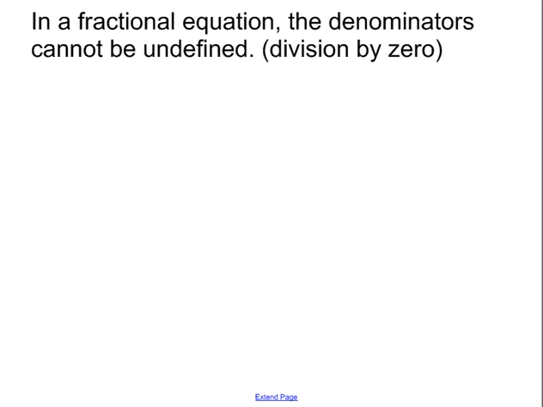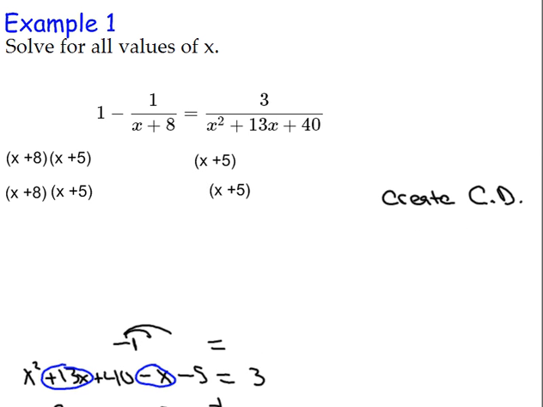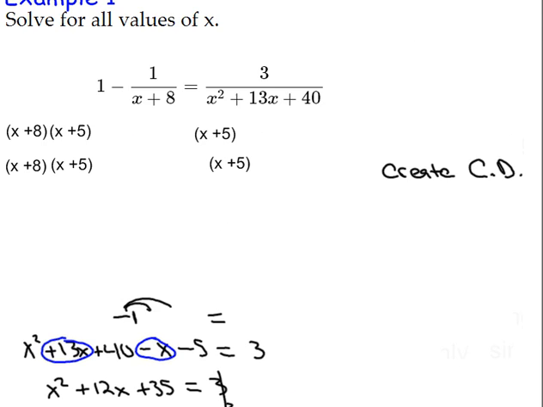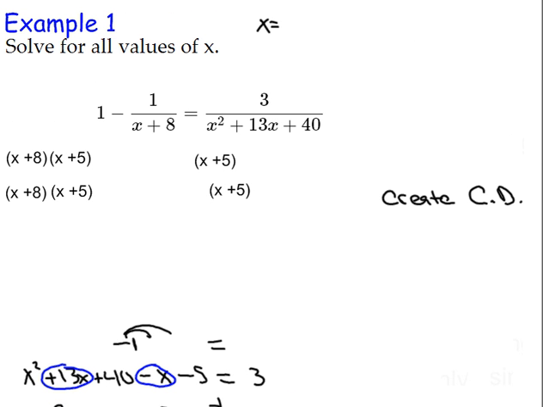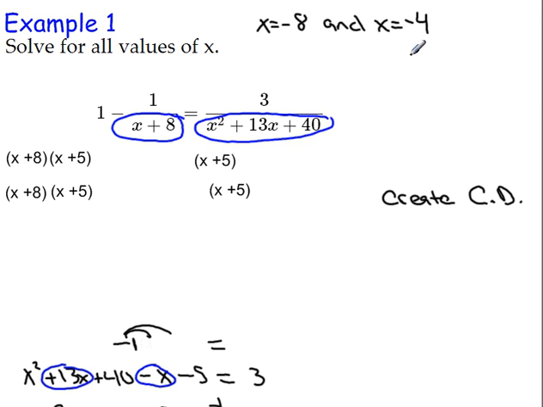In a fractional equation, the denominators cannot be undefined. That's division by zero. So let's go back to the original problem. This was the original right over here. And the values we got for x, what were they? We got x equals -8 and x equals -4. Now look, we cannot have an undefined denominator anywhere. So we have to check.